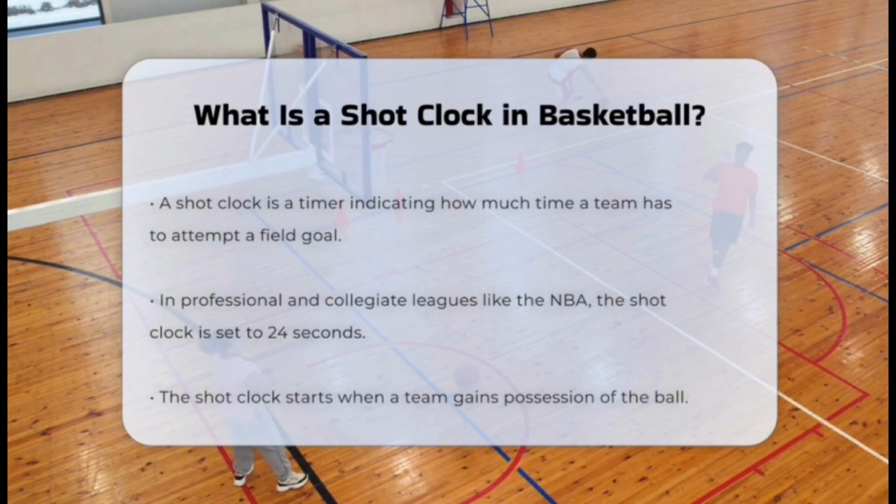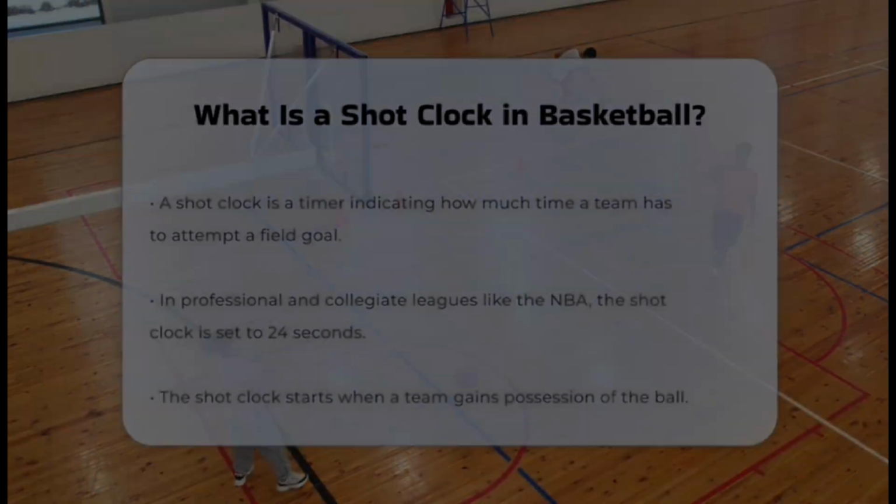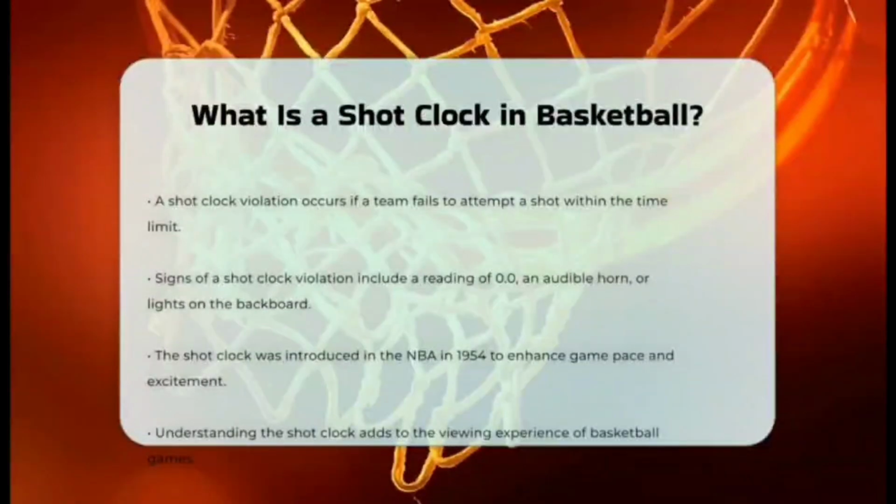In collegiate leagues like the NBA, the shot clock is set to 24 seconds. The shot clock starts when the team gains possession of the ball. A shot clock violation occurs if a team fails to attempt a shot within the time limit. Signs of a shot clock violation include a reading of 0.0 and a neutral board or lights on the backboard.